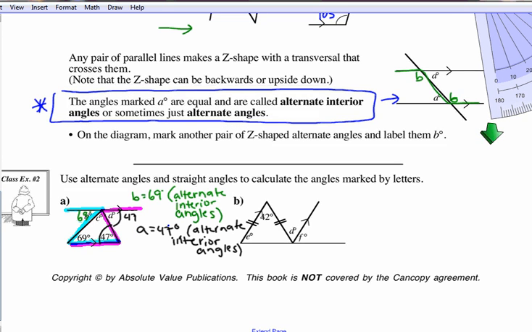Okay, so now we know, how do we get C? There's a couple ways. It wants us to use straight angles. It doesn't want us to use 180 in a triangle, but that's okay. A straight line is also 180. And we know A is 47 and B is 69. So C is going to be 180 minus 69 minus 47, because a straight line here adds to 180.